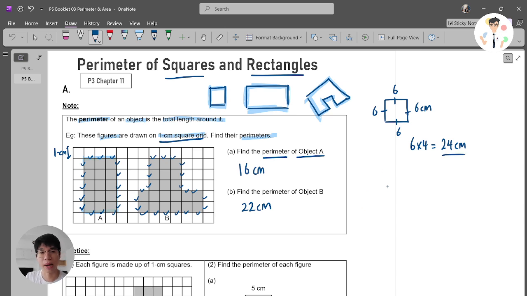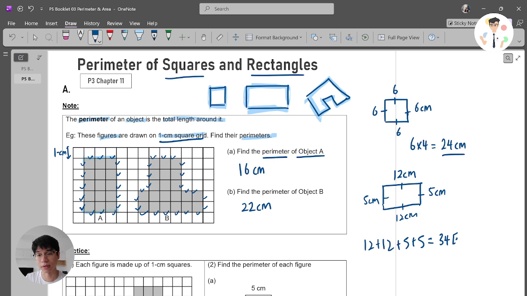But if I want to ask you the perimeter of a rectangle, for example like this, I tell you that here is maybe 12 cm and here is maybe 5 cm. So what will be your answer? I believe you know it. So here is also 12 cm, and here is also 5 cm. So what you can do is just add them together. For example, 12 plus 12 plus 5 plus 5. So 12 plus 12 is 24, plus 5 plus 5, 10. So it's 34 cm in total.